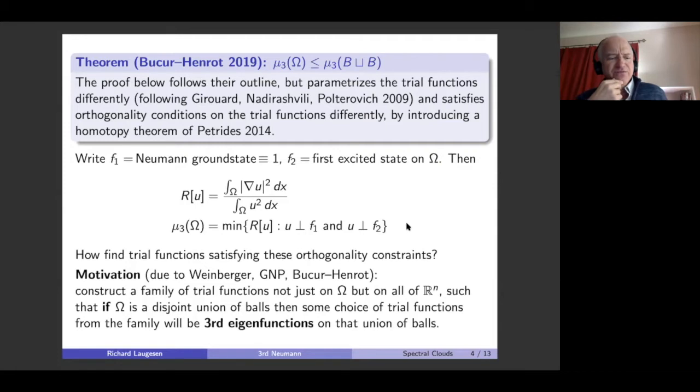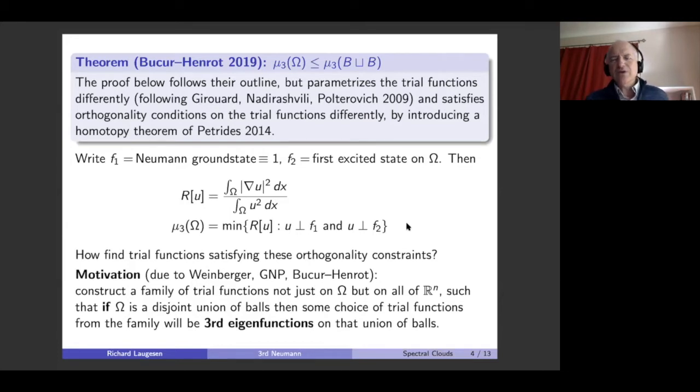Now, this is somewhat different from Szego's original paper in simply connected domains, because Szego pulled across with a conformal mapping the eigenfunctions on the disk to the trial functions on the domain omega. So his trial functions only existed on the domain omega. They did not exist on all of Rn or R2.